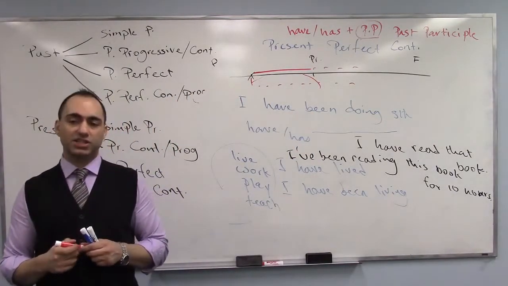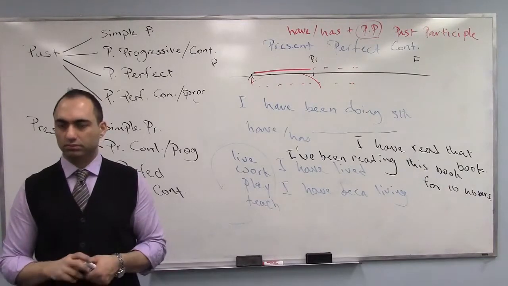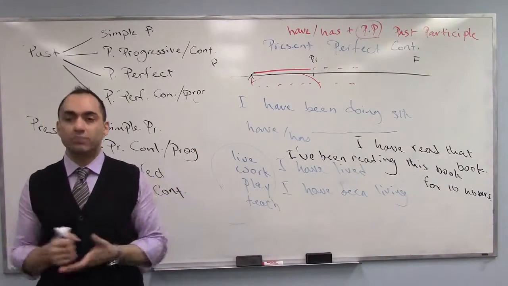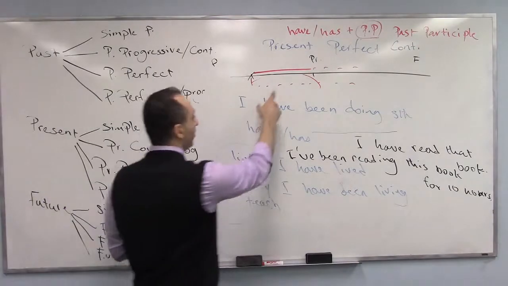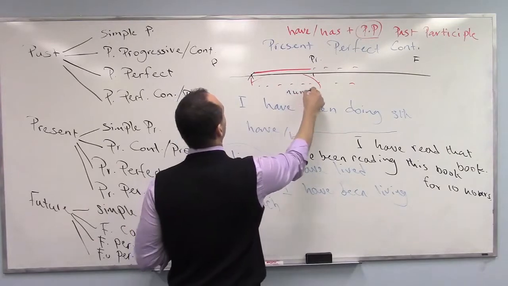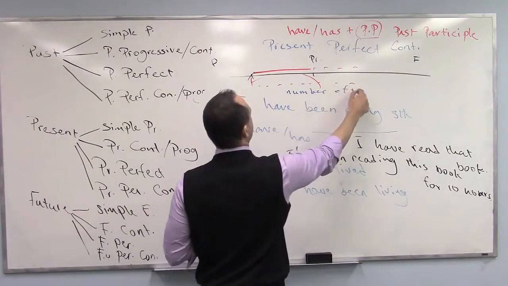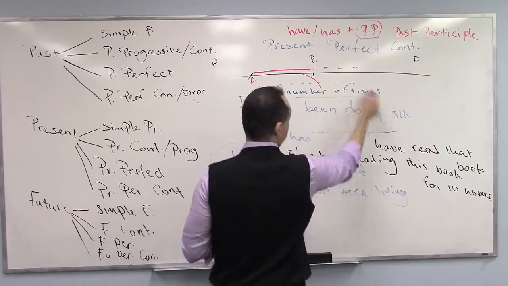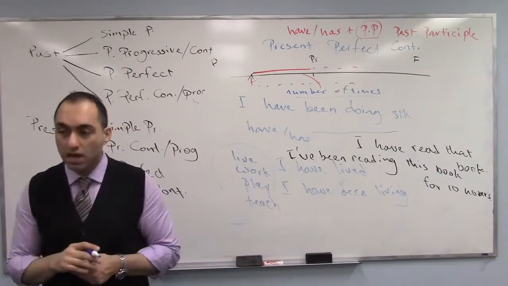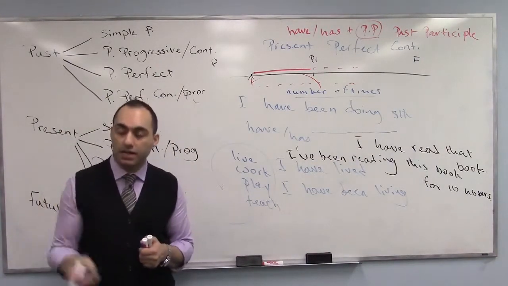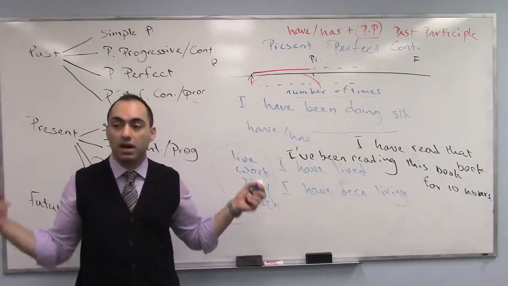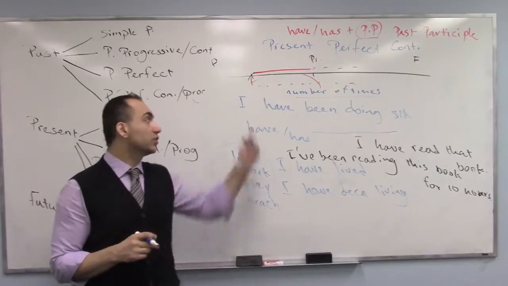Oh yeah, I have watched that movie. With present perfect, you can say how many times you've done something. Number of times. But with present perfect continuous, no, because it's continuous. You cannot say how many times you've done something, because it's still ongoing, and it's been ongoing for the duration.